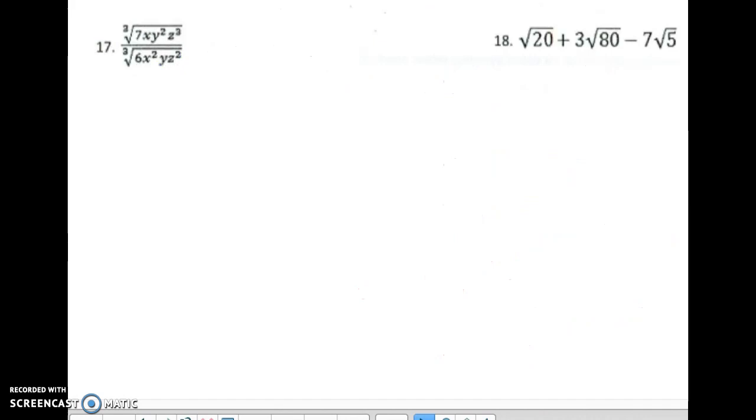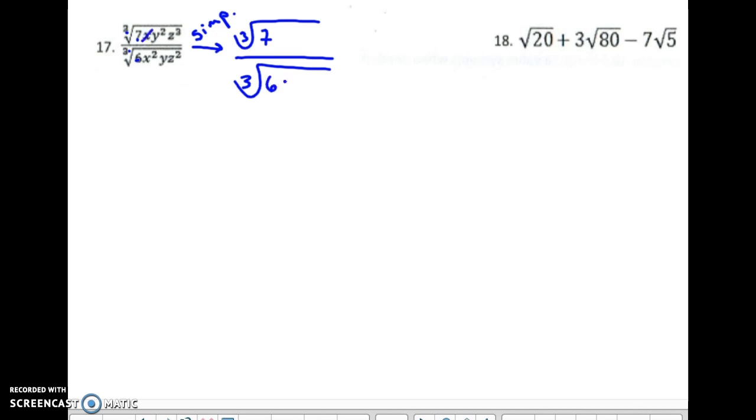Number 17, another great big problem. First thing I'm going to try to do is simplify if we can. And double checking, we both have cube roots, so the indexes are the same. So I'm going to have a cube root up top and a cube root on the bottom. Our coefficients 7 and 6 don't cancel, so I'll just keep them 7 and 6. We've got an x on the top and an x squared on the bottom, so that'll cancel out and we'll just have 1x left on the bottom.